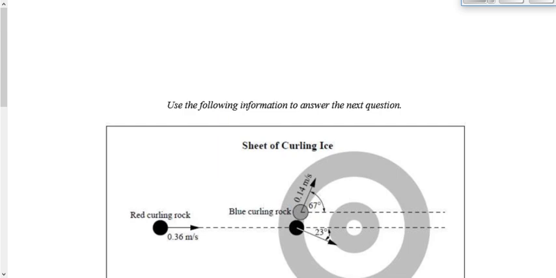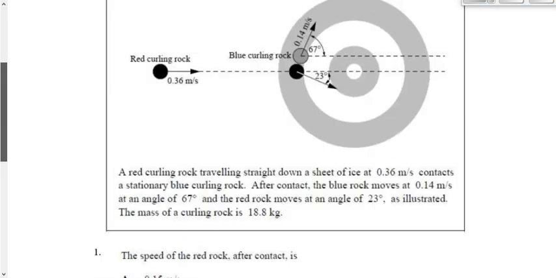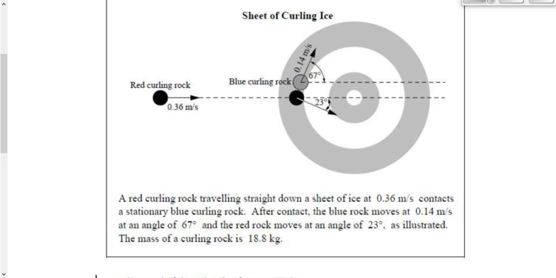Finally, this is multiple choice question number 1. Sheet of curling ice. Who's a curler here? Anybody curl?